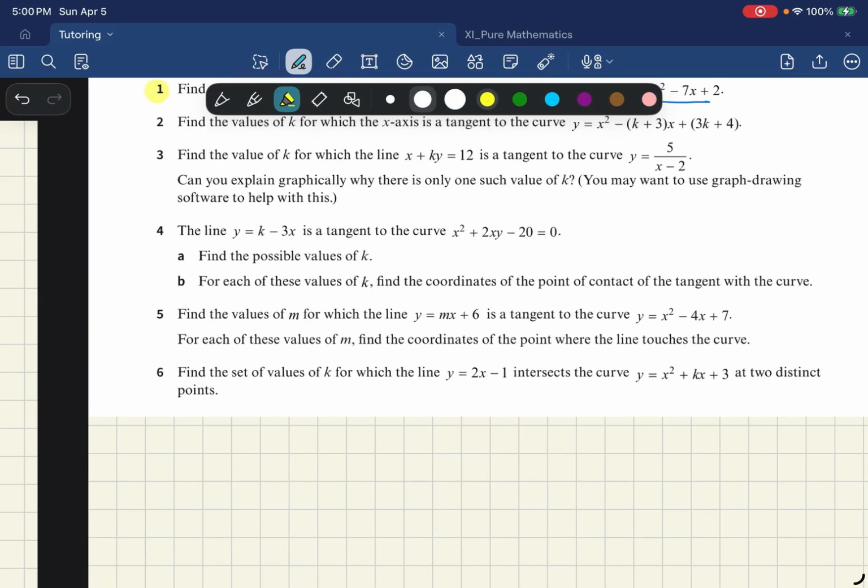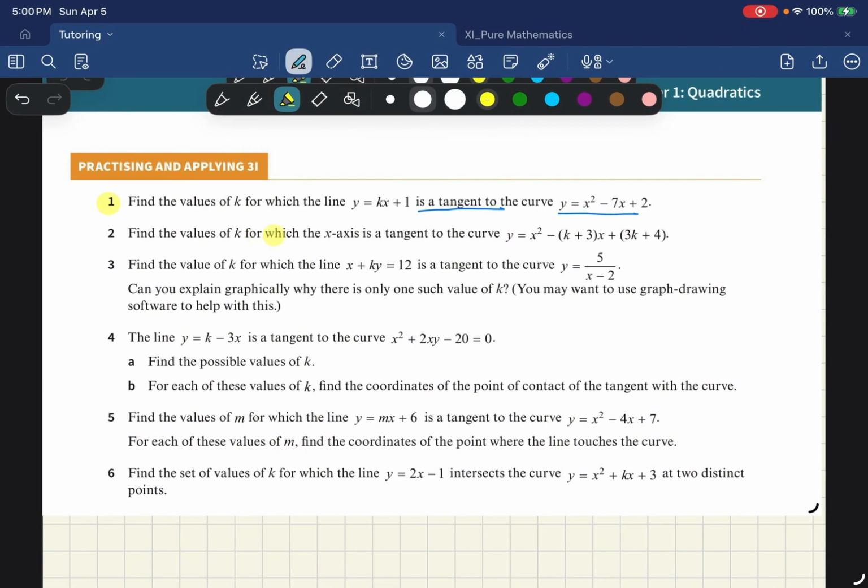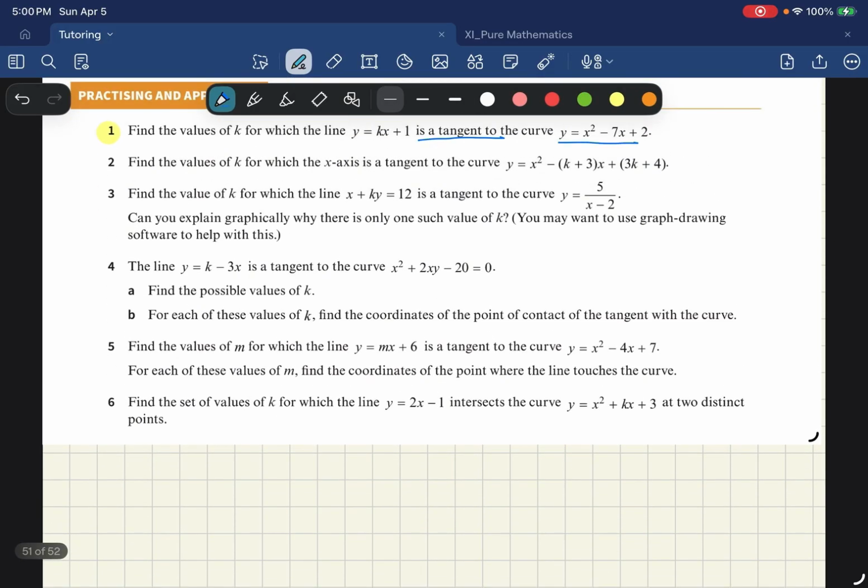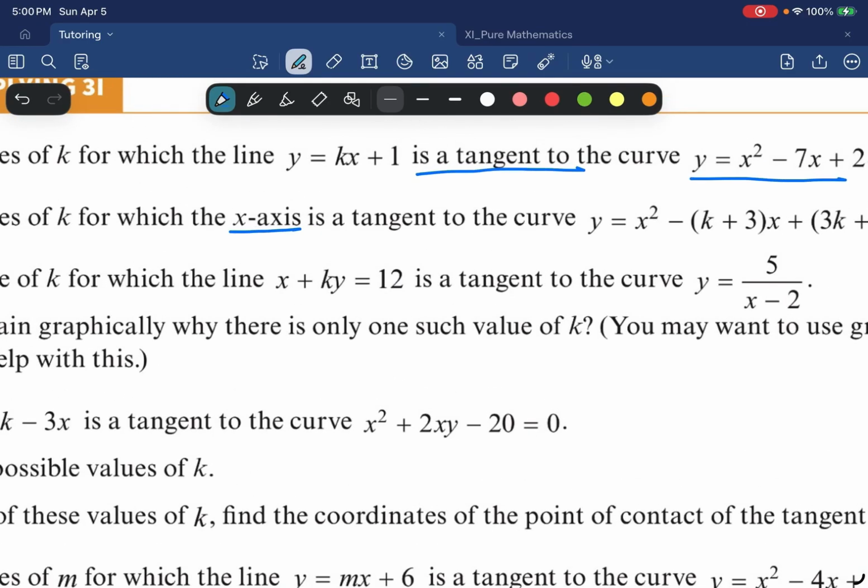All right. So part 2, find the values of k for which the x-axis is a tangent to the curve. So x-axis, what equation represents the x-axis? Well, x-axis is the line y is equal to 0, right?